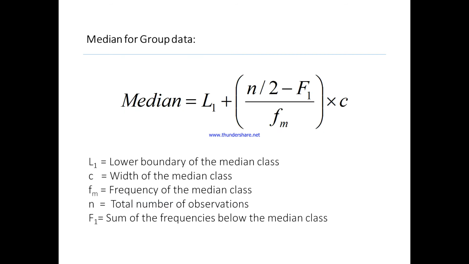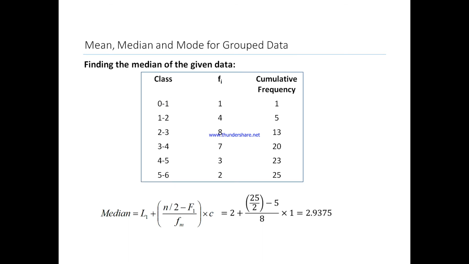For a grouped data set, we can also find the median value and the mode value. If you are going to find the median value, this is the equation that you have to use. Median is equal to L1 plus, N over 2 minus F1 divided by Fm, into C. I'm not going to explain the terms here. I'll take an example and illustrate how to find the median value.